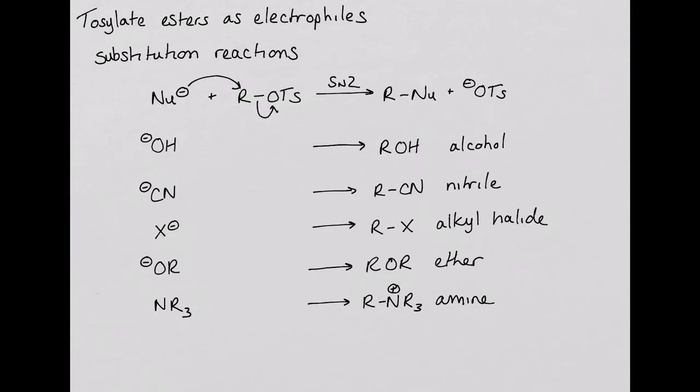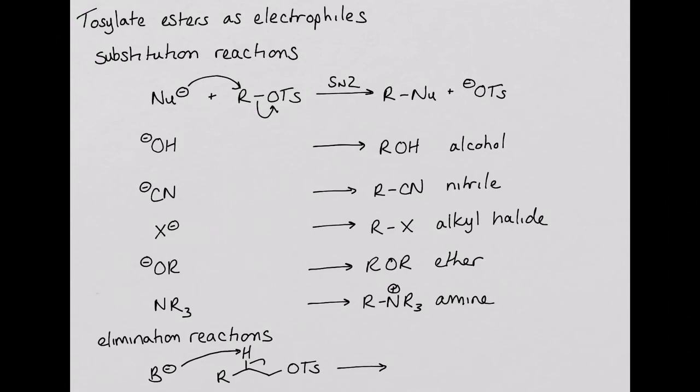tosylate group. Tosylate esters can also function in elimination reactions, where a strong base can remove the proton on a carbon next to the tosylate group, forming the double bond and kicking off the tosylate leaving group to produce the alkene product.